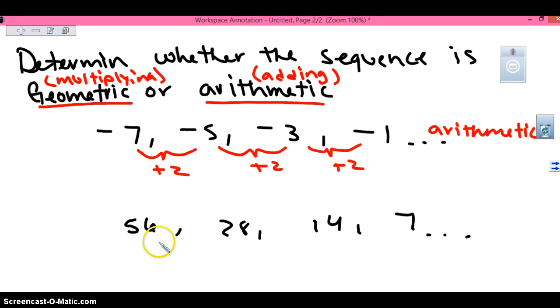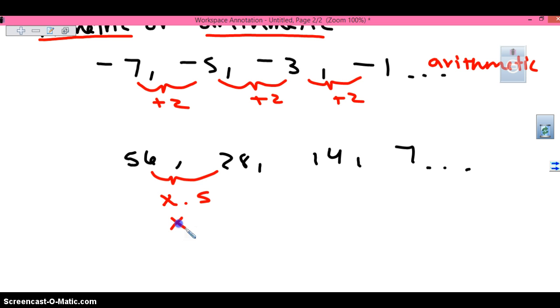What about from 56 to 28? Multiplying times 0.5 or multiplying times 1/2. Same thing here, right? Therefore, this sequence is geometric.